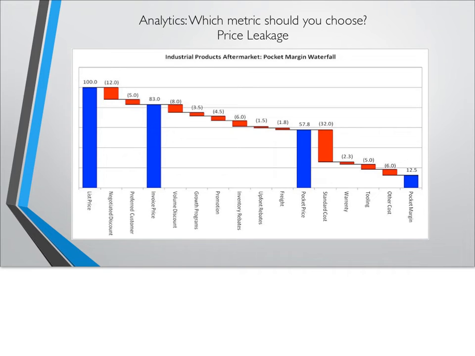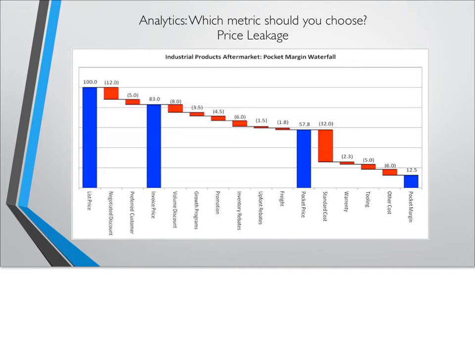Similarly, in analytics, the question becomes, which metric should you choose? And this is an example of price leakage that we talked about previously. This is from industrial products aftermarket, and this is known as the pocket margin waterfall. If you look to the left of it, it says list price, and then to the right, it says pocket margin. Now, the list price is what you wanted to list your item at, right?